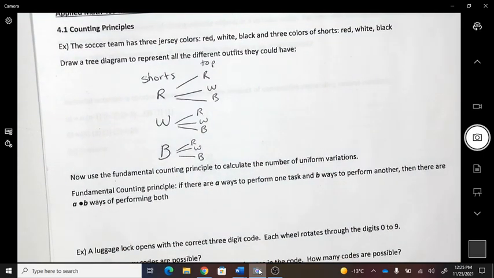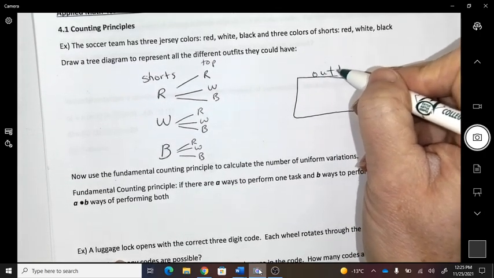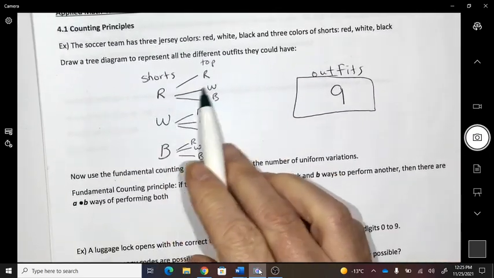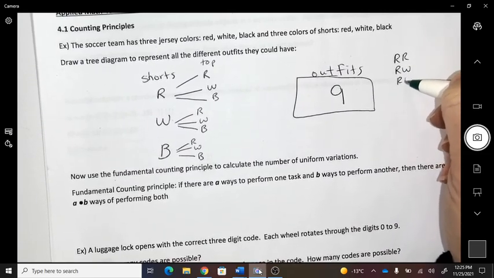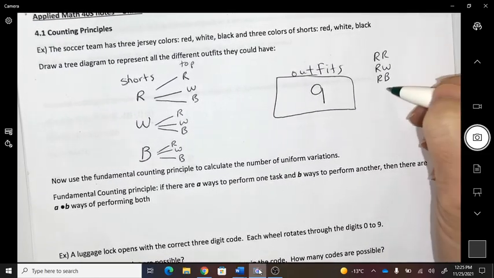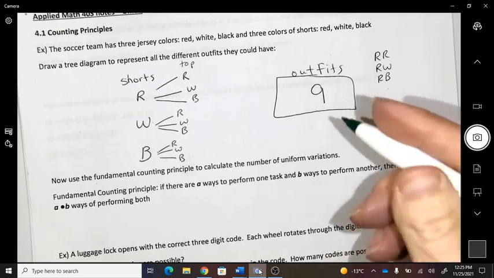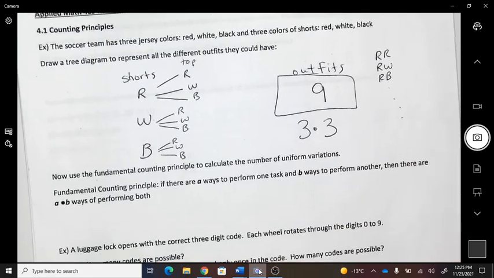So how many different outfits were possible in this whole scenario? Nine. Yep. So if you were to list them, they'd be like this, red, red, red, white, right? Red, black, da da da. If you were to make a list, there would be 9 different things. So the concept of this is to do those options times those options.